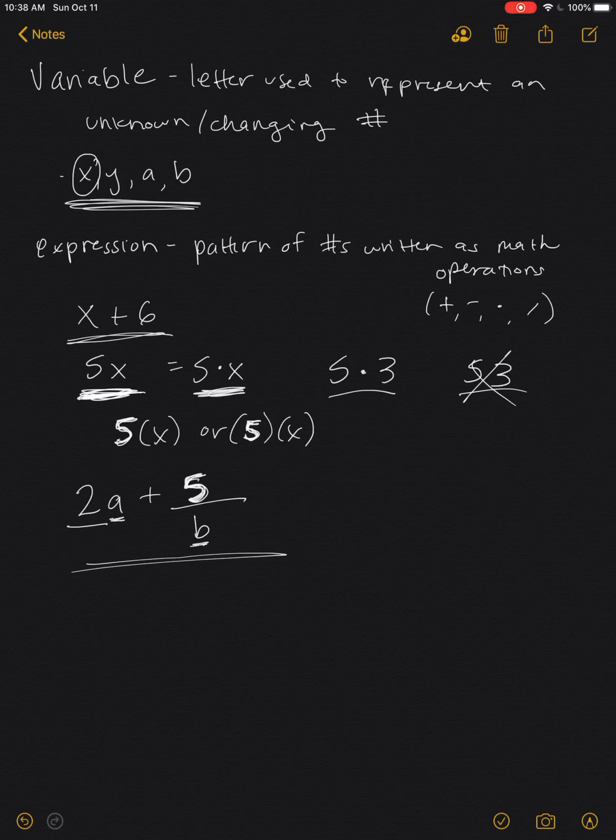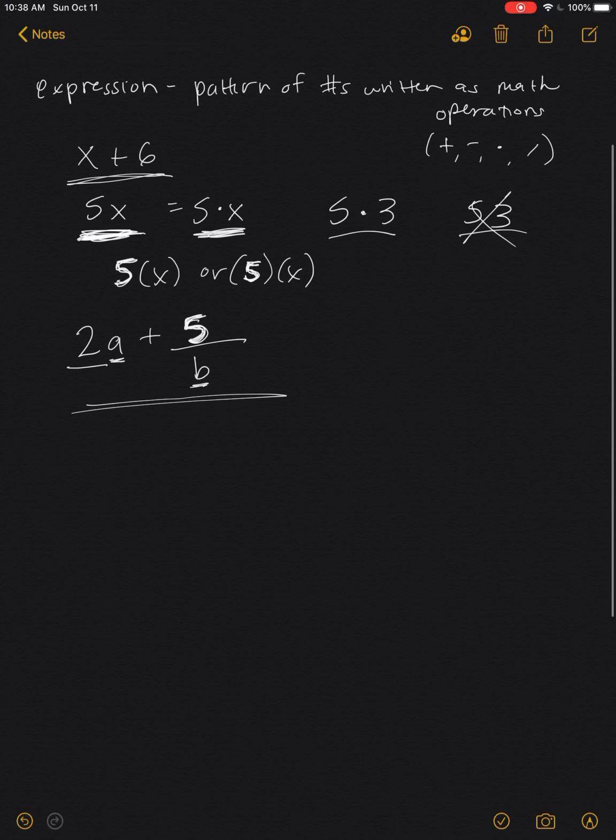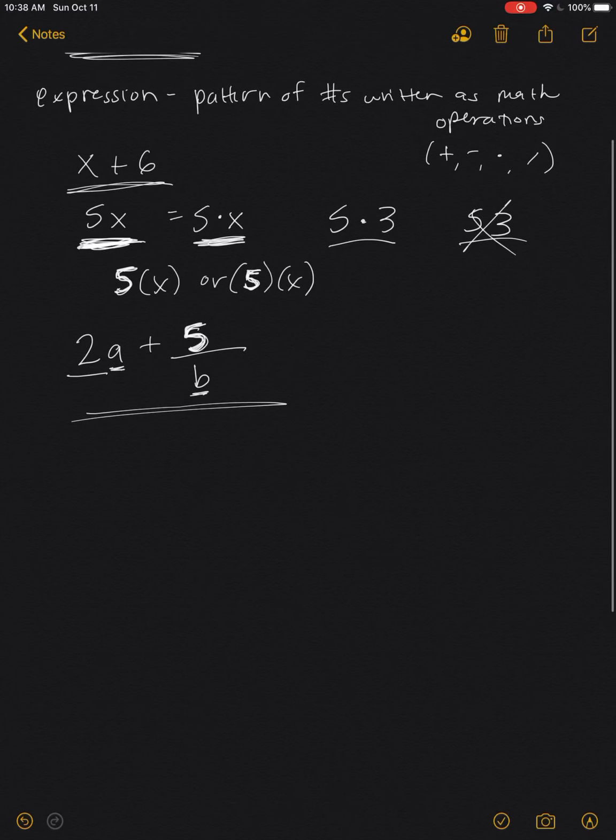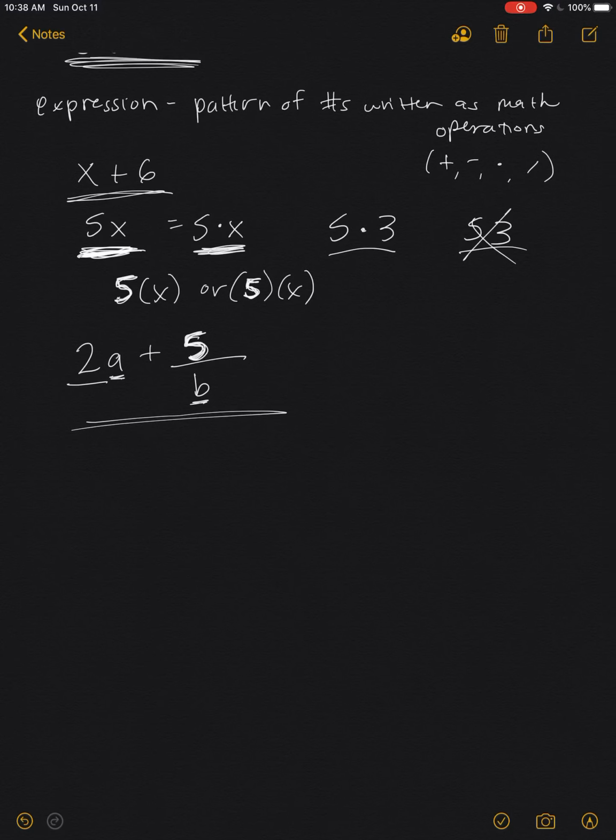Okay, so an example of expressions that we use in daily life would be like rent, like budgeting. Budgeting is really just basic patterns and expressions, and it's basic algebra, really, right? So let's say I'm going to make it really simple, just say your income is $1,000 per month.